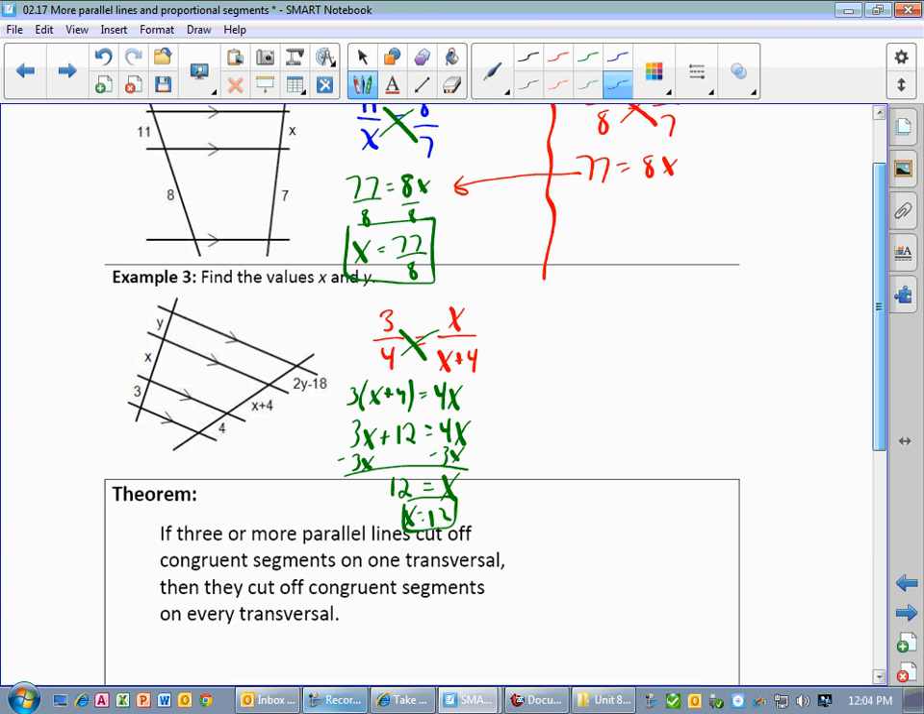We also want y. So what's our ratio for y going to look like? There you go. So 3 over 4 equals y over 2y minus 18. Similar idea. Remember, you want only x's in one and only y's in the other. Otherwise, you'd have a really hard time solving. So we cross multiply, and we get 3 times 2y minus 18 equals 4y. So remember, we have to distribute here. So 3 times 2 gives us 6y, and 3 times negative 18 gives us negative 54.